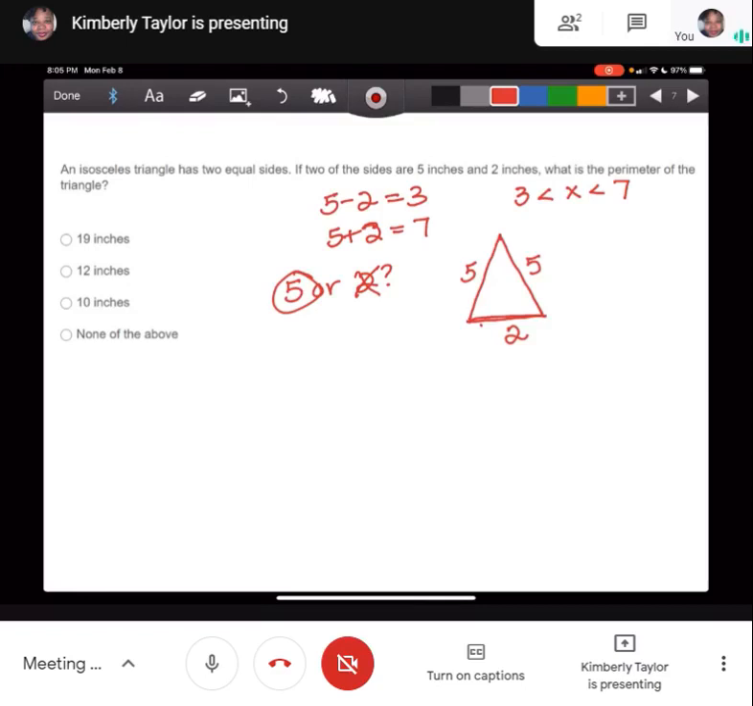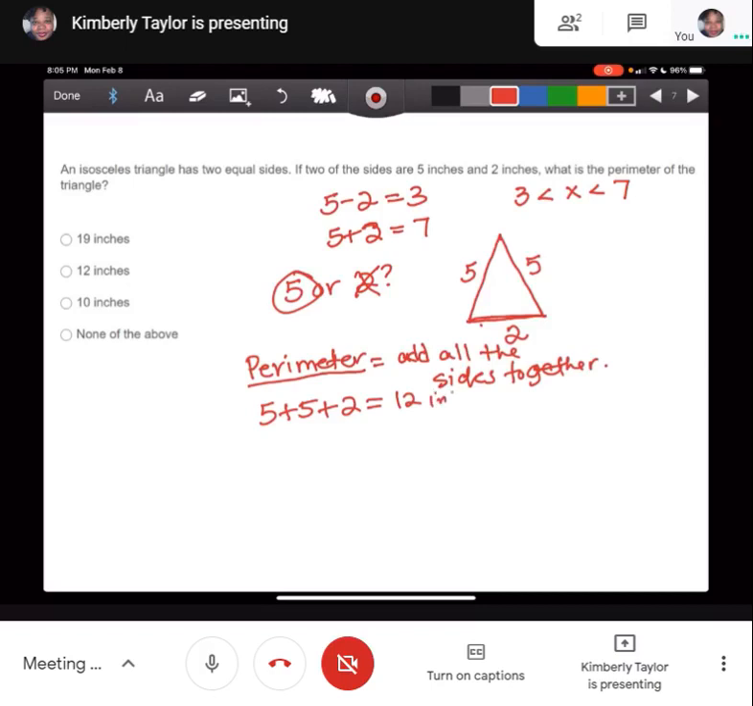So the perimeter, in order to find the perimeter, you need to add all the sides together. So this would be 5 plus 5 plus 2, which is 12 inches. So that's going to be here. All right, let's keep going.